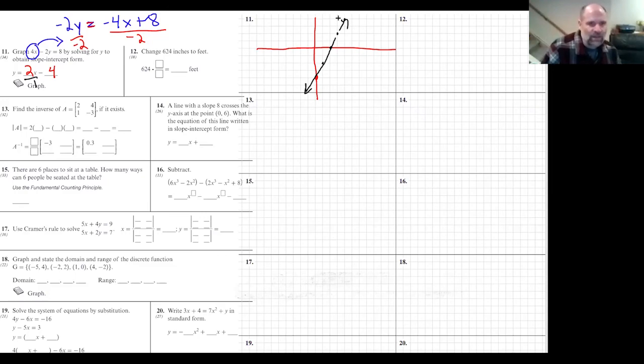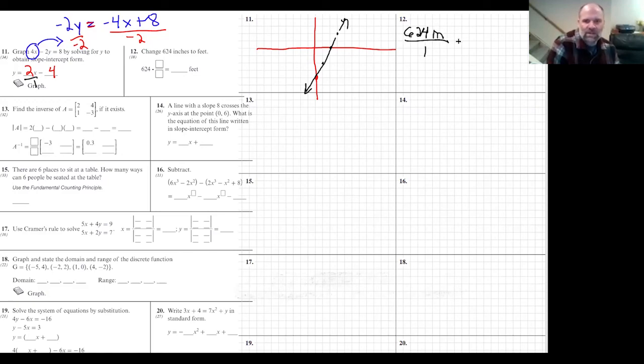Okay. Number 12, change this to feet. You can use a unit multiplier if you want, or you can try to remember back to 2nd grade when you could do this by just dividing by 12. But with unit multipliers, write the first label over 1, or change it into a fraction. That's in inches, not in meters.